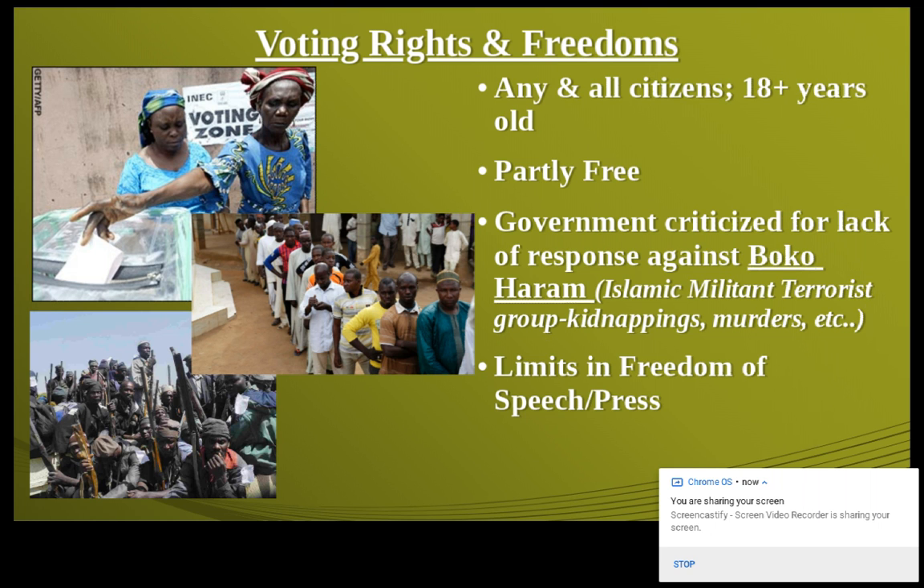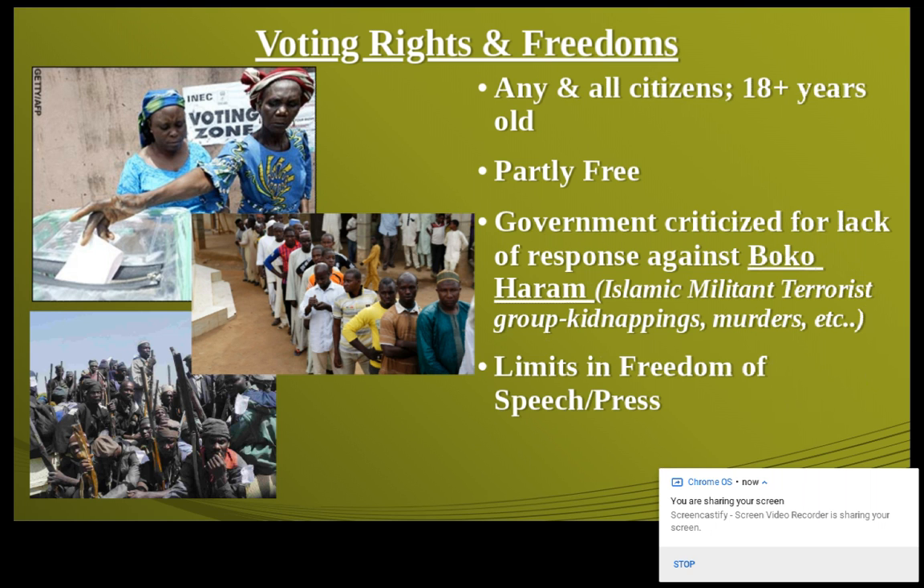And something that was kind of a carryover from when the British were in power in Nigeria was the fact that there's limits on freedom of speech and freedom of press. Now, I'm not saying you can't say false things about people. In general, there are restrictions on what negative things you can say about the government. So that's different than here in the United States.